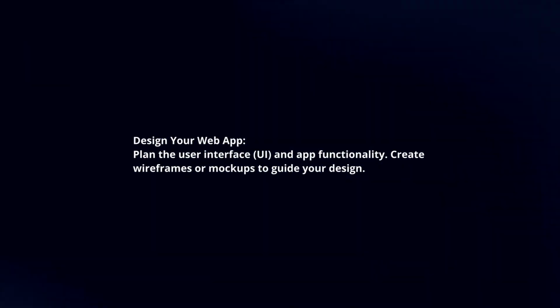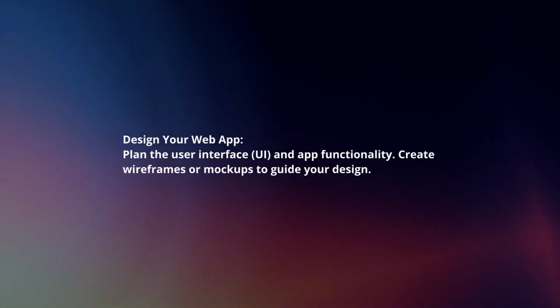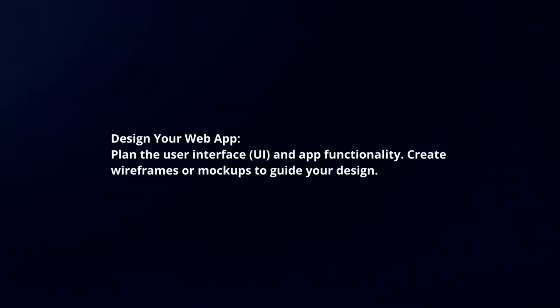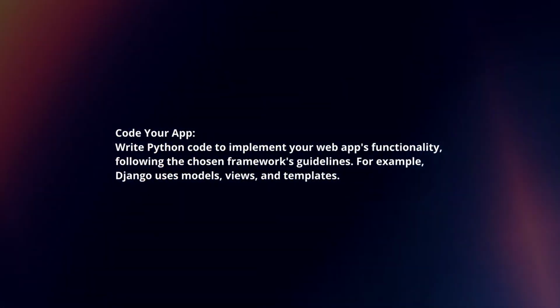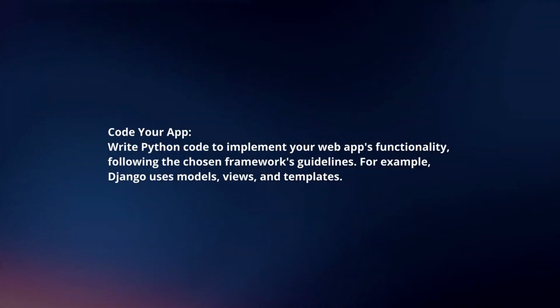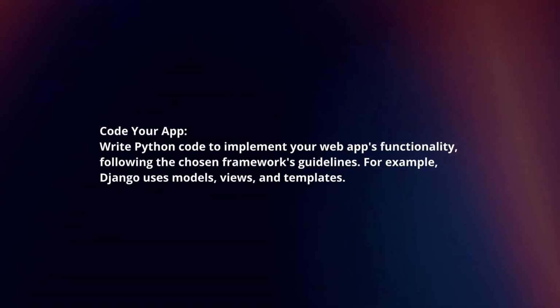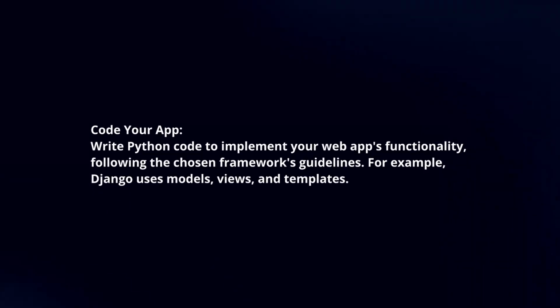Design your web app. Plan the user interface and app functionality. Create wireframes or mockups to guide your design. Code your app. Write Python code to implement your web app's functionality, following the chosen framework's guidelines. For example, Django uses models, views, and templates.